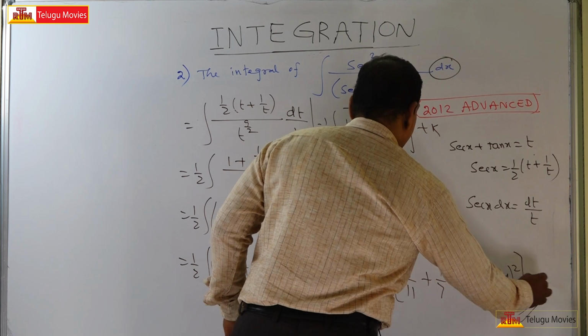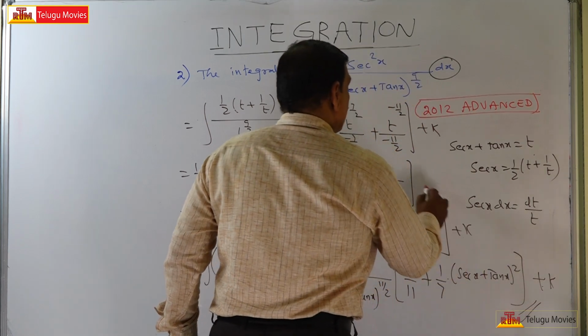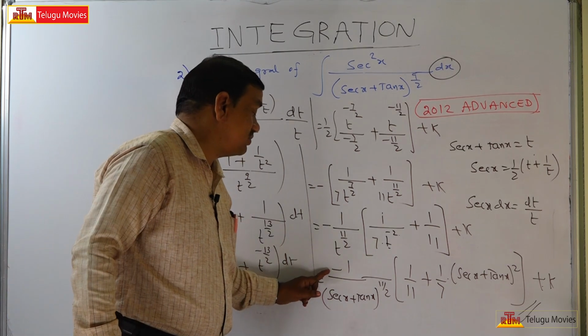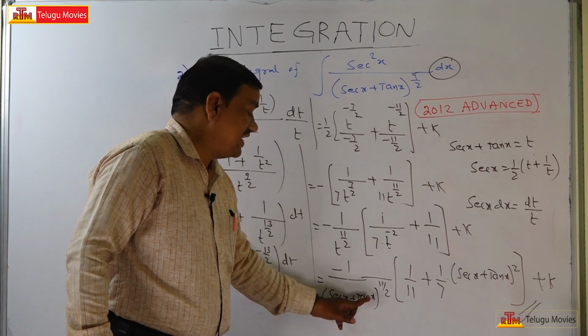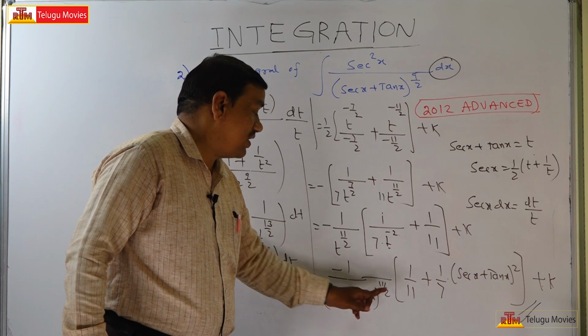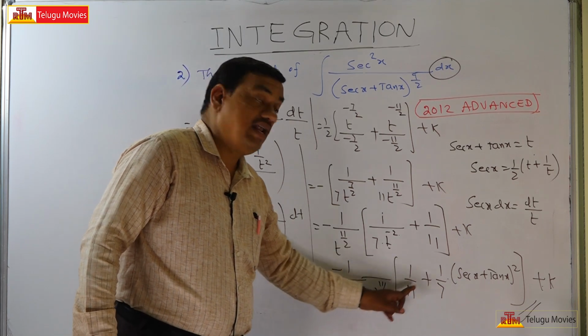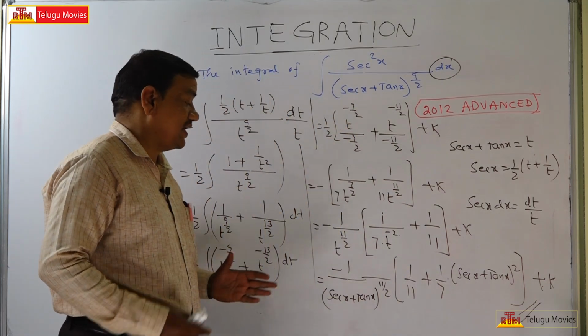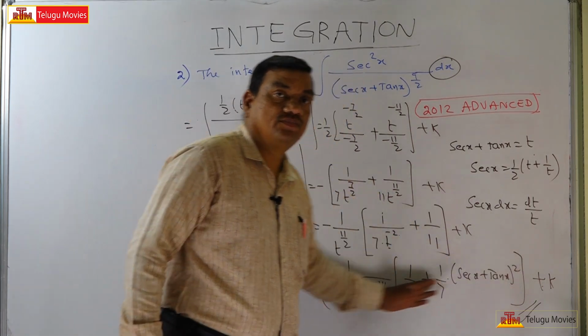This is your final answer. Of course, plus k is there. That is minus 1 by secant x plus tan x whole to the power of 11 by 2 into 1 by 11 plus 1 by 7 times secant x plus tan x whole square plus k. This is the option.